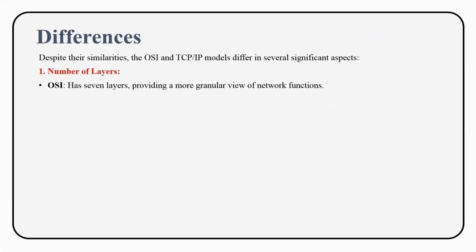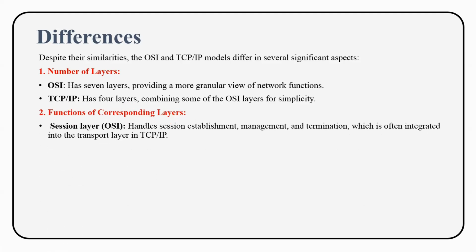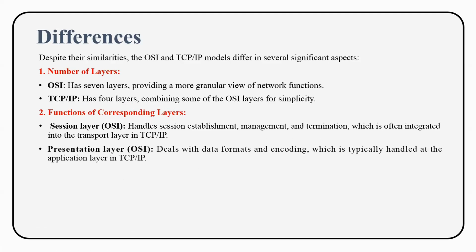If we talk about the differences, number one is the number of layers. OSI has 7 layers, whereas TCP/IP has 4 layers. The second difference is the functions of corresponding layers. What functionalities are different? The session layer is present in the OSI model. It handles session establishment, management, and termination, which is often integrated into the transport layer in the TCP/IP. Then the presentation layer in the OSI deals with data formats and encoding, which is typically handled at the application layer in the TCP/IP.